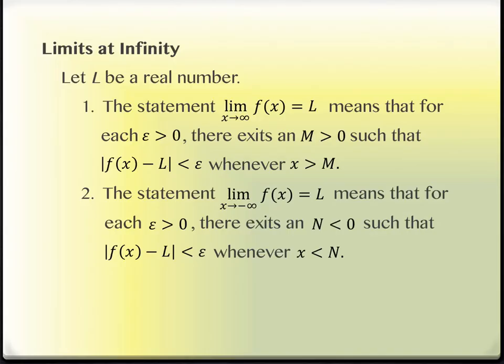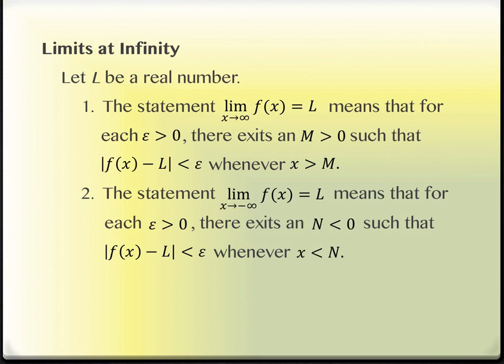So we're going to let L be a real number. The statement, the limit as x goes to infinity of f of x equals L, means that for each epsilon greater than 0, there exists a capital M greater than 0, such that |f of x minus L| is less than epsilon whenever x is greater than M.